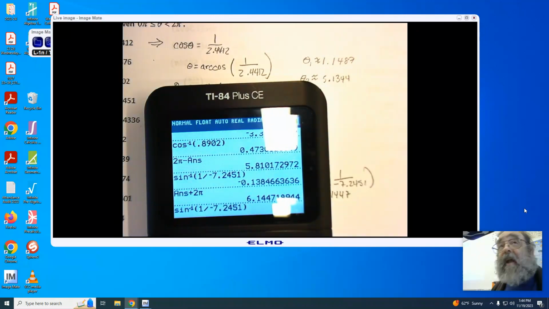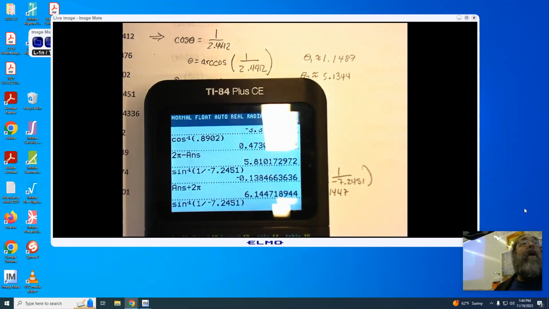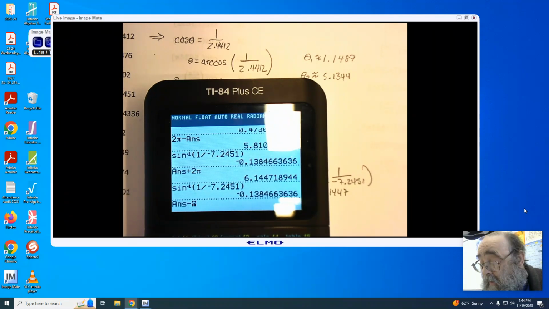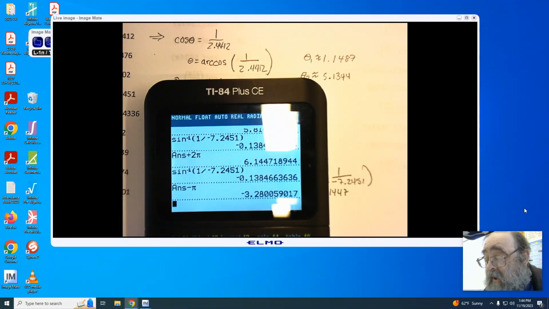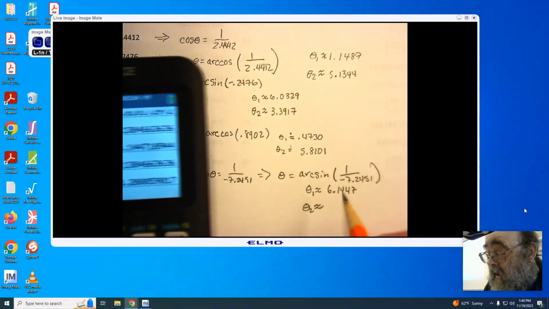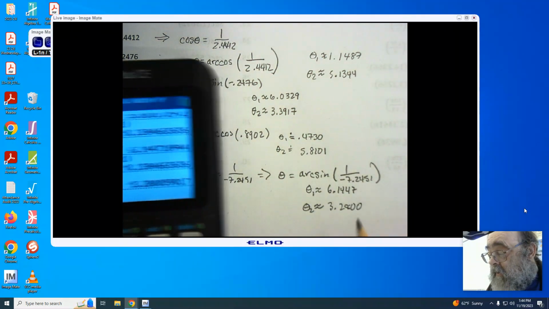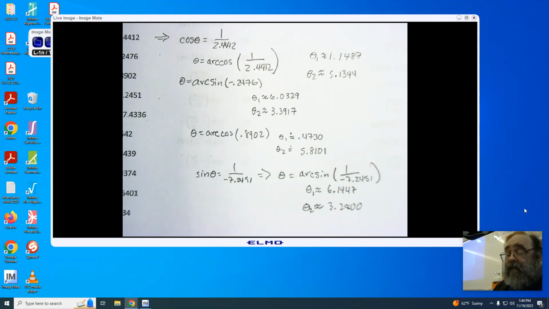To find the second one, we have to go to the third quadrant. I'm going to go back to my arc sine of the reciprocal of the ratio. I'm going to put that in. I get that negative. I'm going to subtract pi to put it in the third quadrant. And I'm going to take the absolute value now. I get 3.2800. Once again, that is in radians.